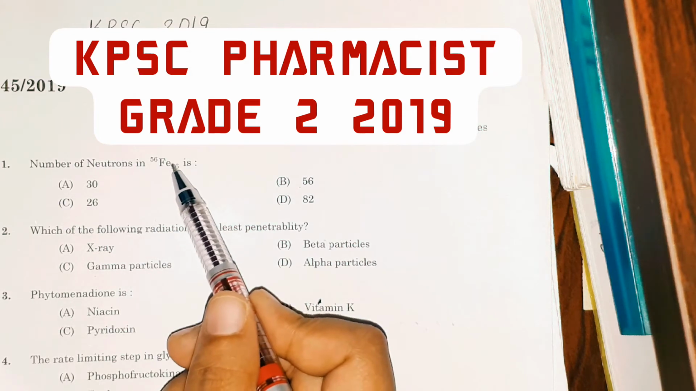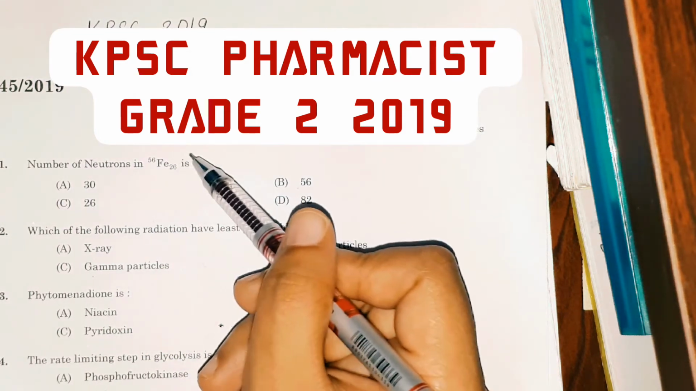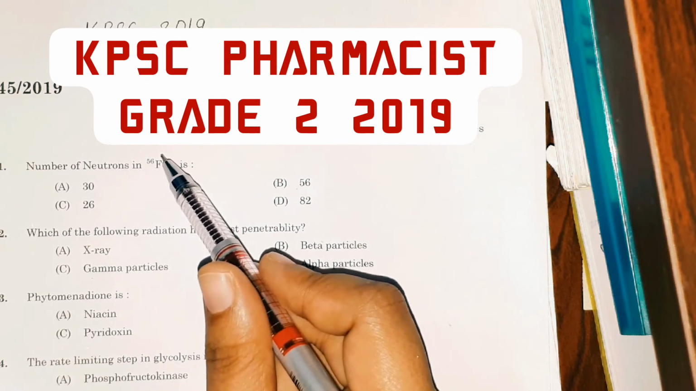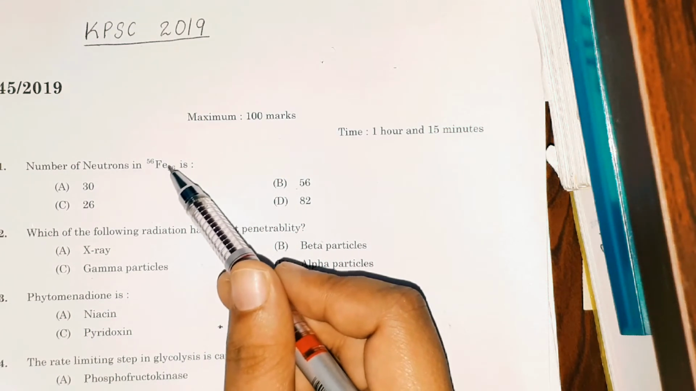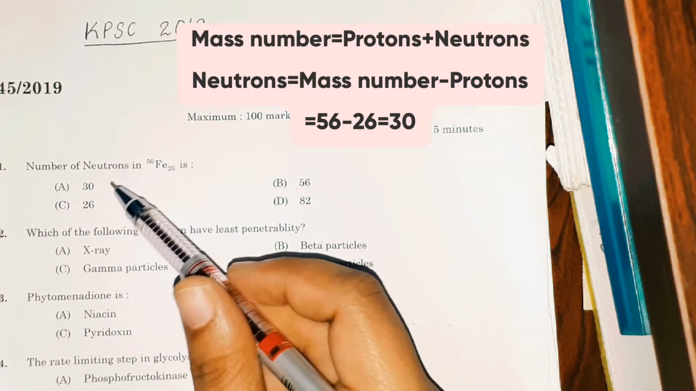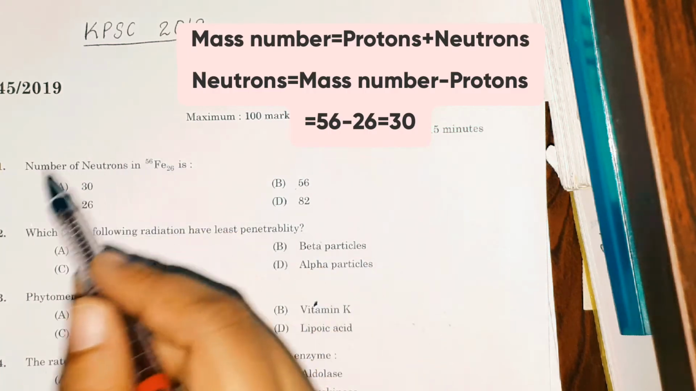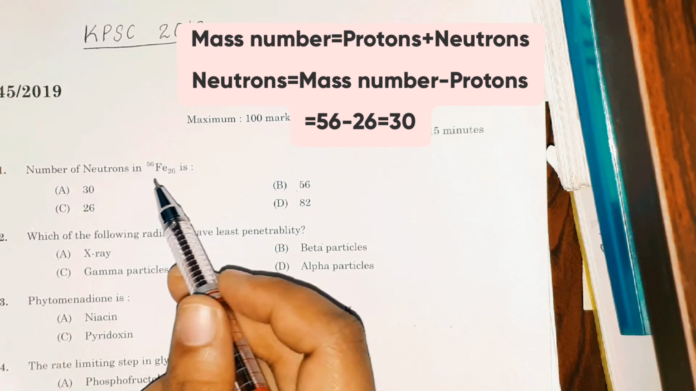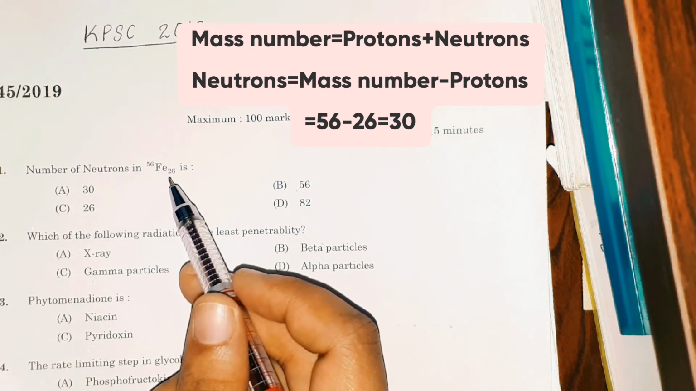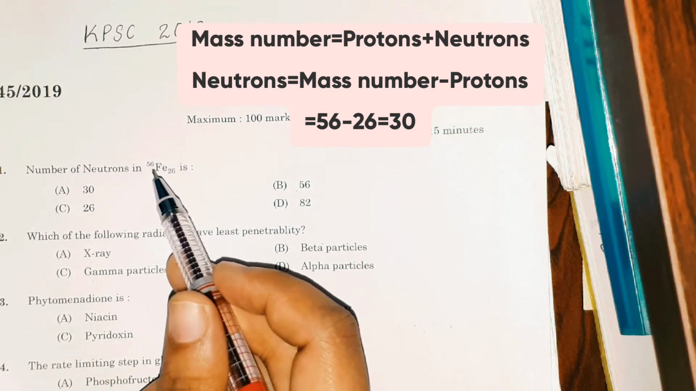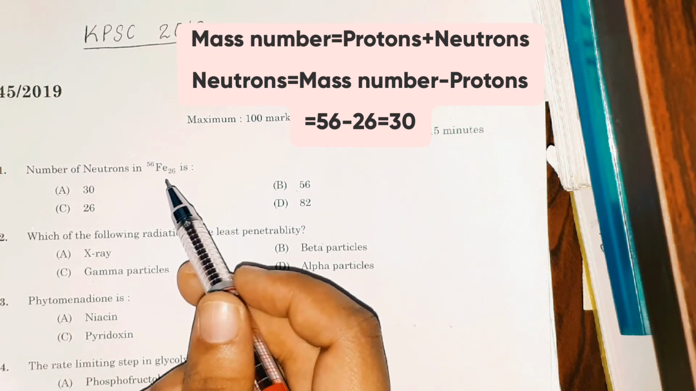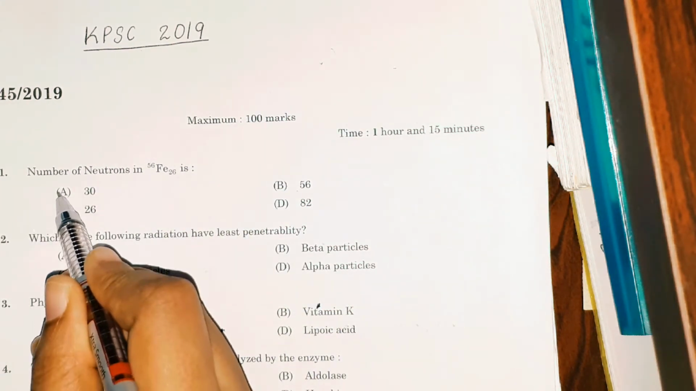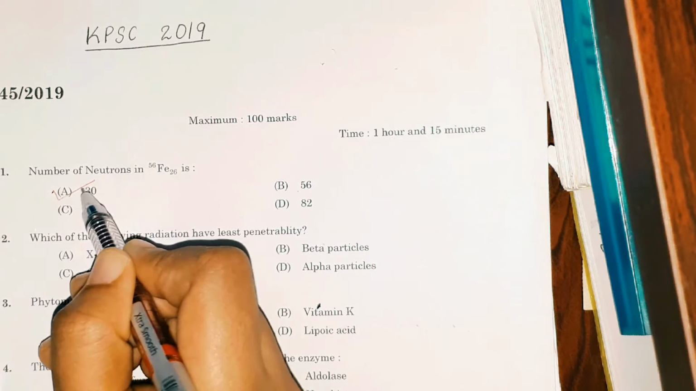The first question: the number of neutrons in iron 56/26 is how much? Here 56 is the mass number and 26 is the atomic number, or the number of protons. Mass number is equal to protons plus neutrons, so neutrons is equal to mass number minus protons. 56 minus 26 would be equal to 30. So the number of neutrons is 30.